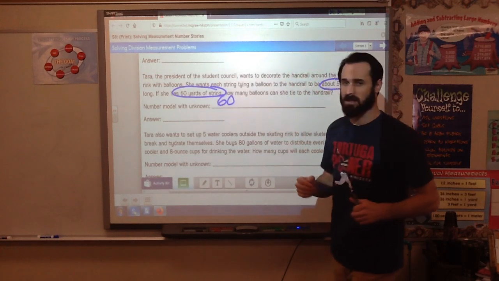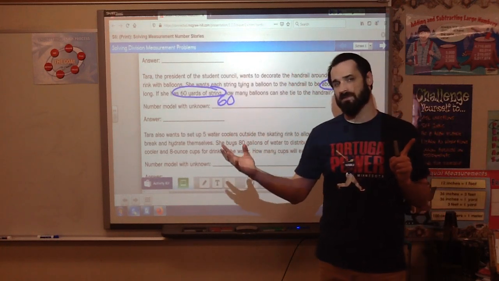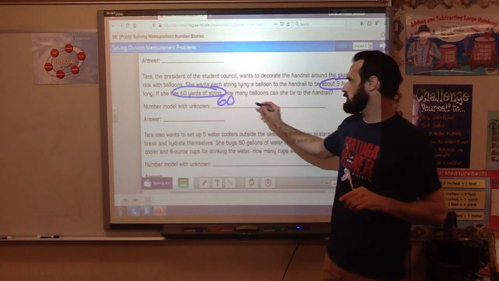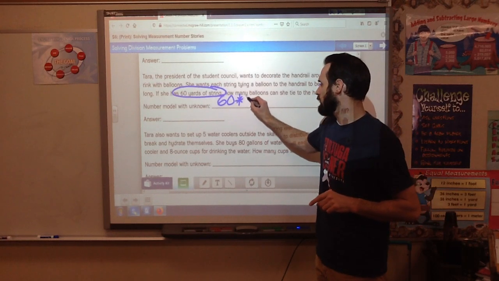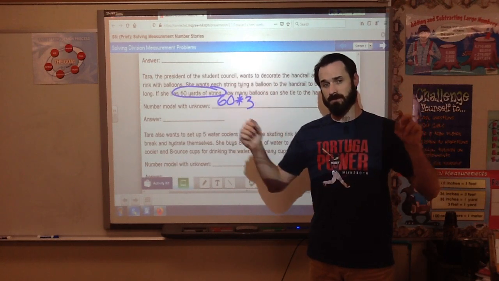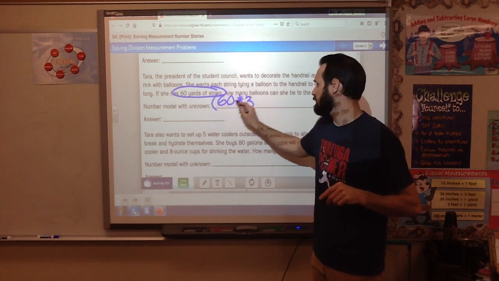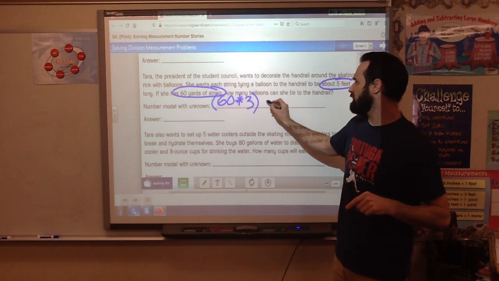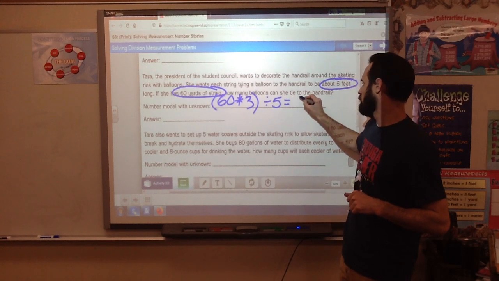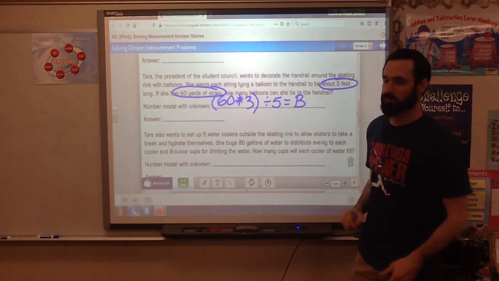So if you have 60 yards, 1 yard equals how many feet? This is something that I know that we've talked about numerous times. Each yard is 3 feet. 1 yard is 3 feet. So 2 yards would be 6 feet and so on. So we have to multiply 6 times 30. Then we want them to be 5 feet apart, so you're going to have to divide that by 5 to equal, I don't know, I'm going to do B for balloons.